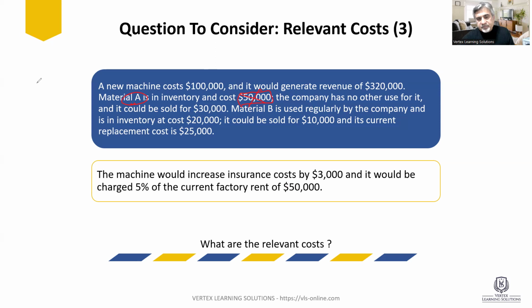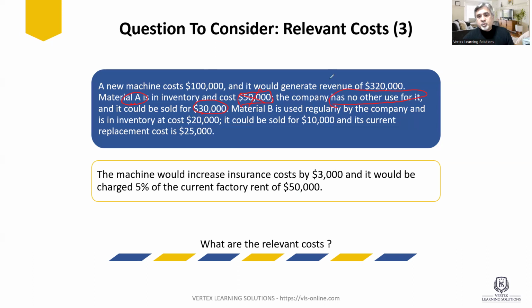What can happen now that I have no other use for it? What is the best option? What best can I do with this material? I can sell it out and generate 30,000. So 30,000 is my relevant cost. This is the result of this decision. Either I sell it and get cash of 30,000, or I give it to the new machine and lose 30,000. So 30,000 is the number.